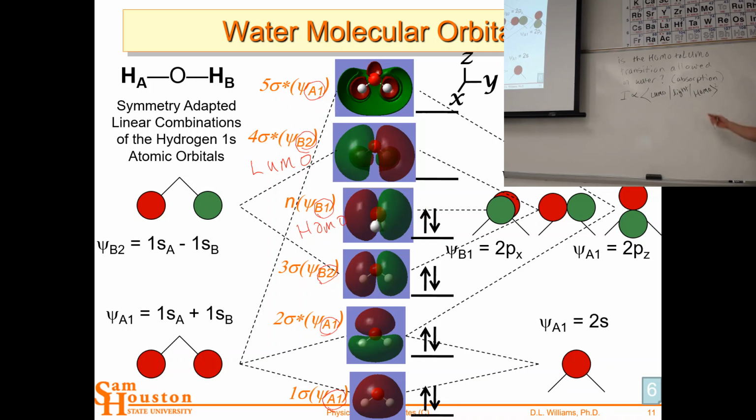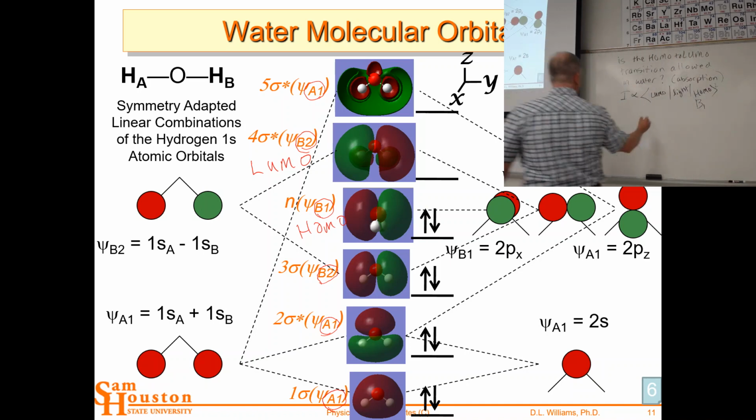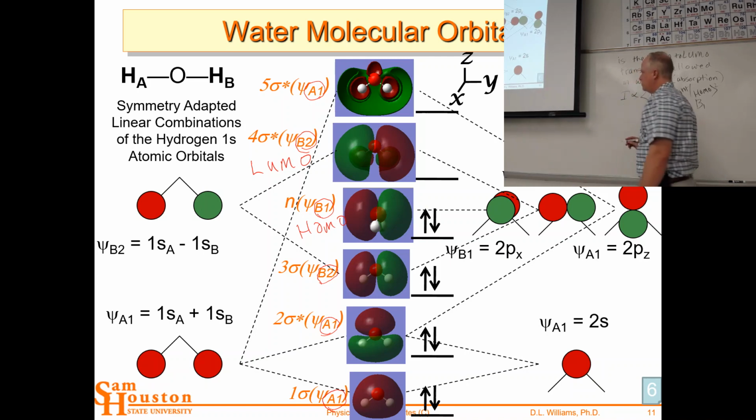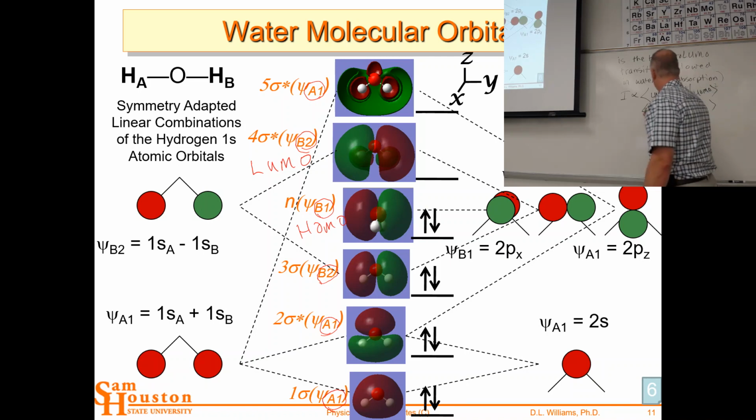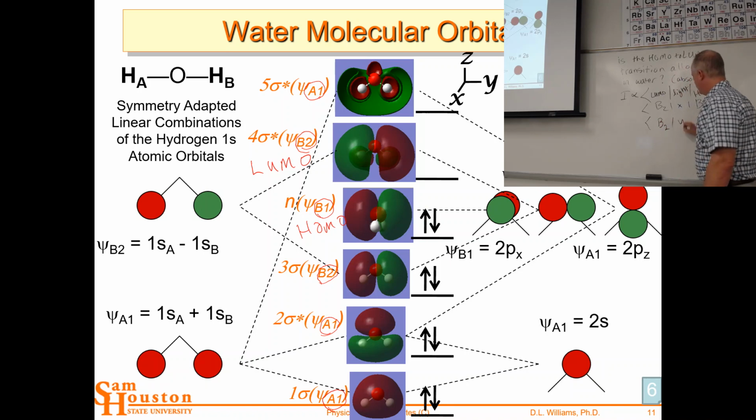So what's the symmetry of the highest occupied molecular orbital? We go back to our diagram, we see it's B1. The symmetry of the LUMO, B2. And then light, we have three choices, X, Y, or Z. And so let's start with X, and then we do the same thing with Y, and then the same thing with Z.